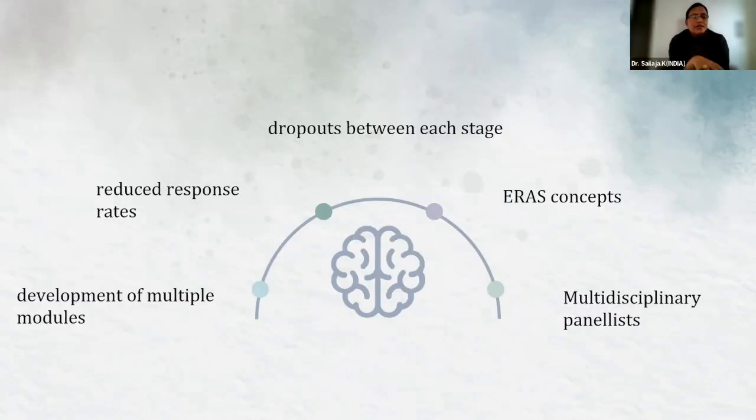So during our study, there were dropouts between each stage, which was expected, and reduced response rates were there because this most probably is due to the COVID-19 situation, which was very rampant at that point of time when the study was in its final phases. And so maybe that could be the issue. There was a lot of stress about COVID back then, and we were not really very much up to doing anything else.